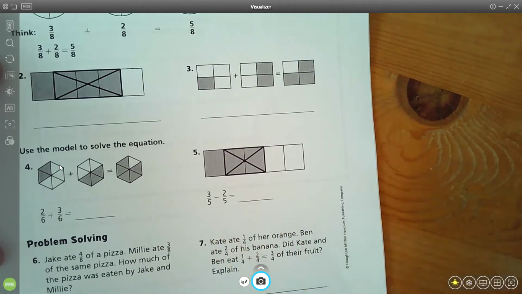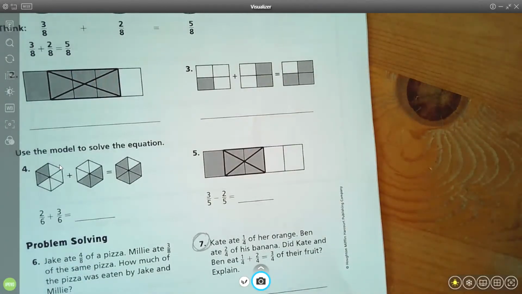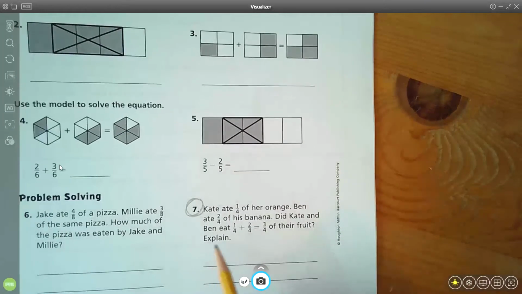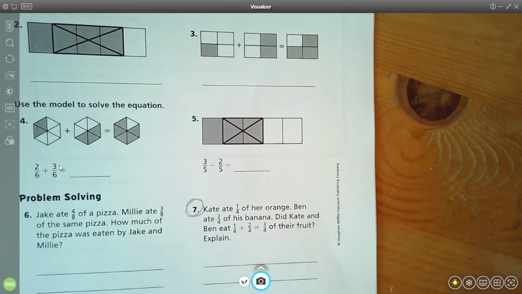This one's kind of cool. I want to see how many people get this one right. I like the way this is written. I had to read it a couple times to make sure I knew what they were talking about. It says Kate ate 1/4 of her orange. Ben ate 2/4 of his banana. Did Kate and Ben eat 1/4 plus 2/4 equals 3/4 of their fruit? Explain. So that'll be interesting, I think, to see.